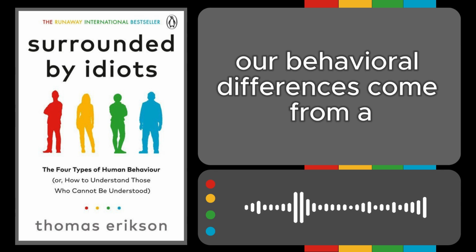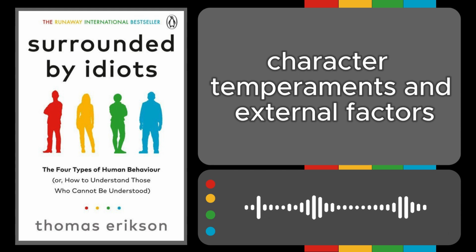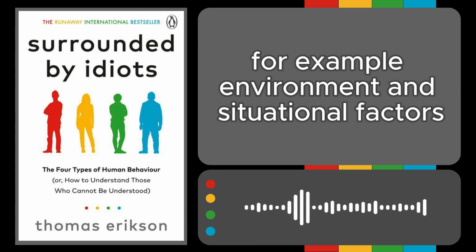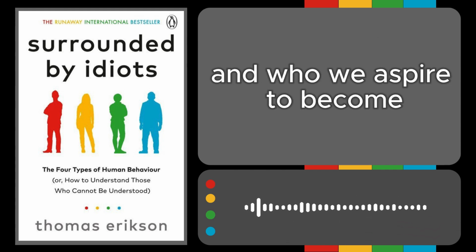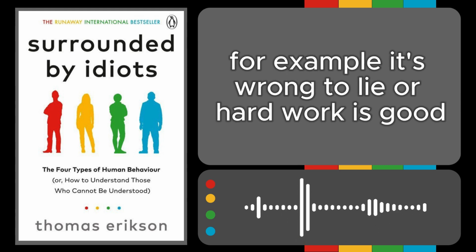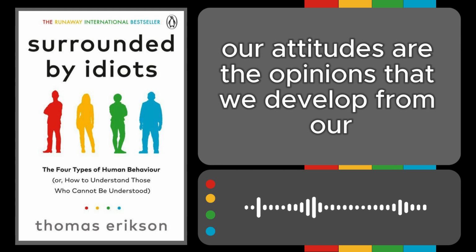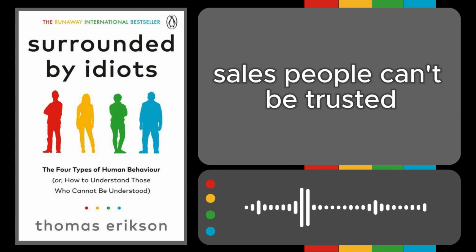Our behavioral differences come from a mix of internal factors, for example, personality, character, temperaments, and external factors, for example, environment and situational factors. Our core values and attitudes affect how we behave and who we aspire to become. Our values define what we think is right or wrong. For example, it's wrong to lie, or hard work is good. Our attitudes are the opinions that we develop from our life experiences. For example, salespeople can't be trusted.